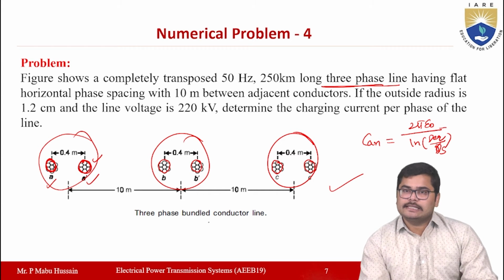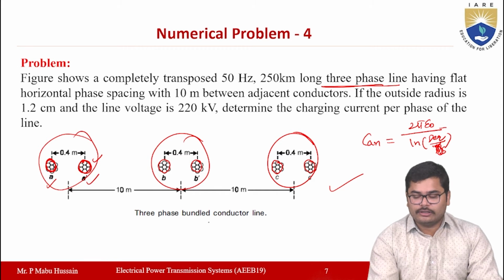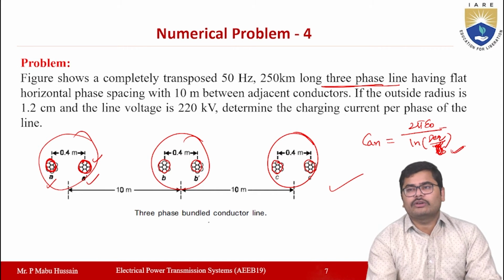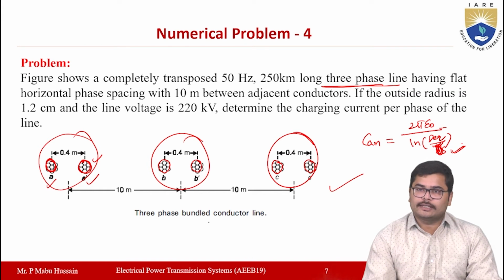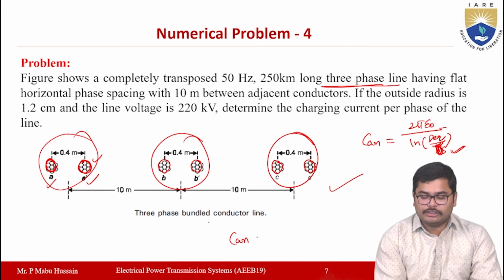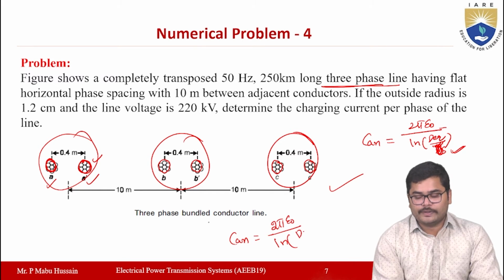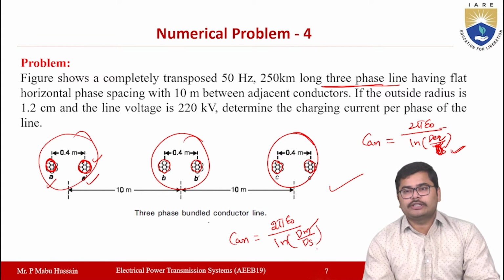So if your transmission line has only one conductor for each phase, then the denominator has the value r. If you have more than two conductors, in such a case you always use the self GMD or the mutual GMD method. With the self GMD, mutual GMD method, the value of capacitance will be 2 pi epsilon naught by ln dm by ds. And dm is the mutual GMD and ds is the self GMD.